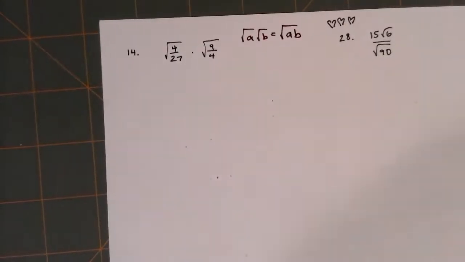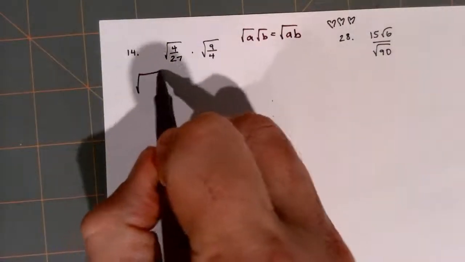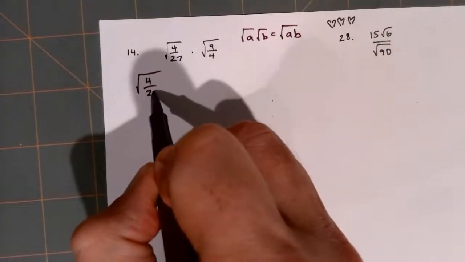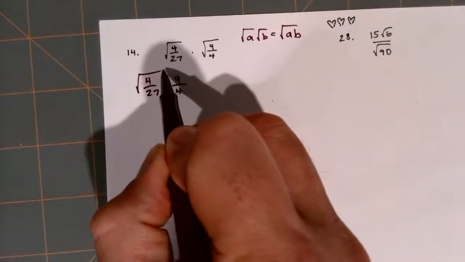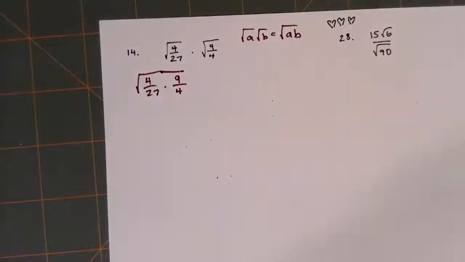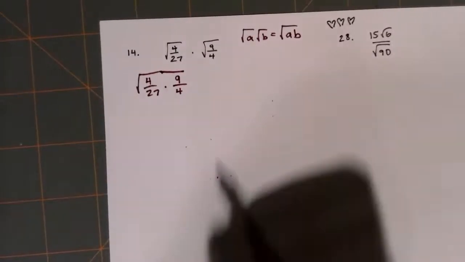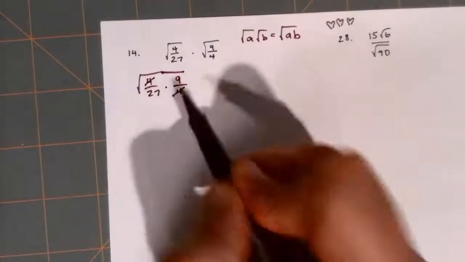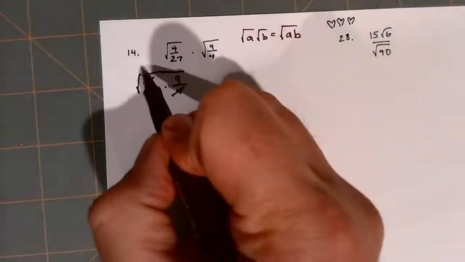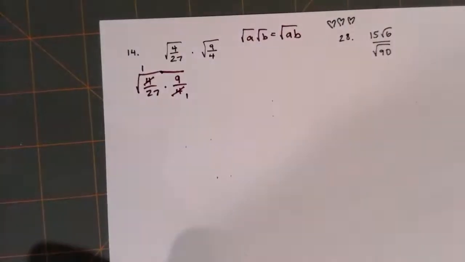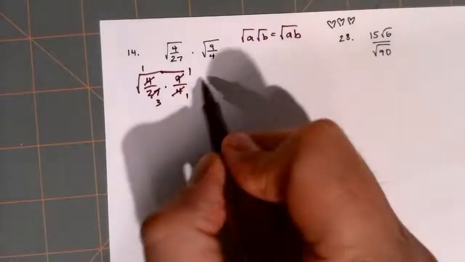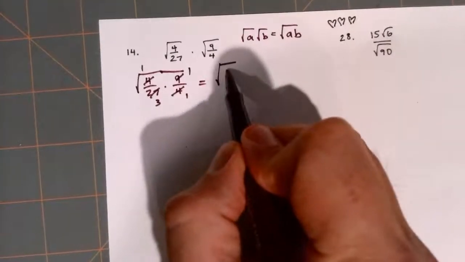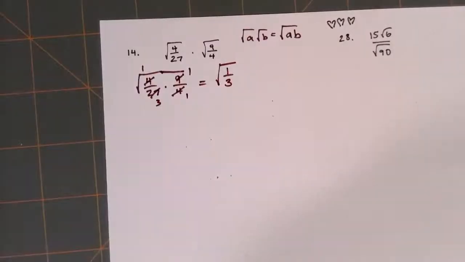So I'm going to make this the square root of 4 over 27 times 9 over 4. So now I cancel. The 4's cancel. So that's nice. They're both 1s. The 9 cancels off of the 27, so that's a 1 and that's a 3. So I end up with root 1/3. Right? A lot of work.